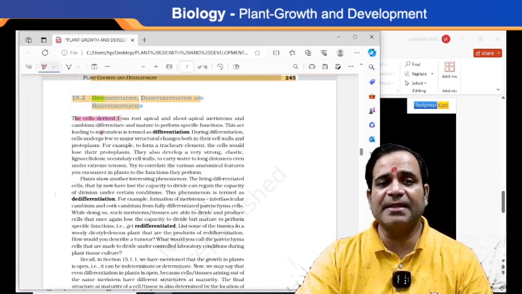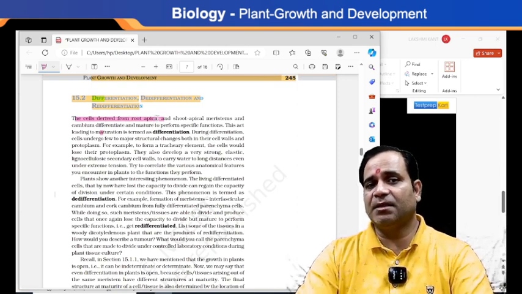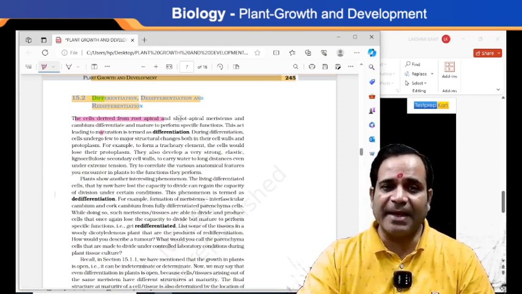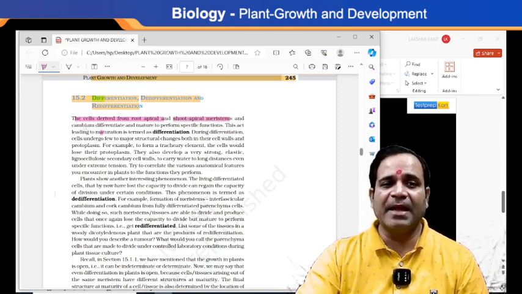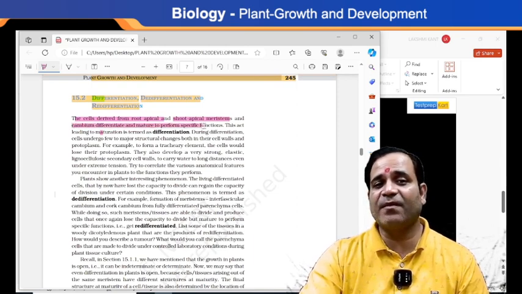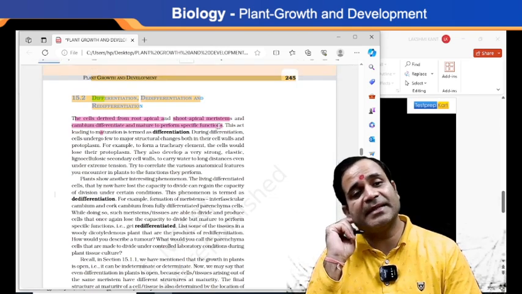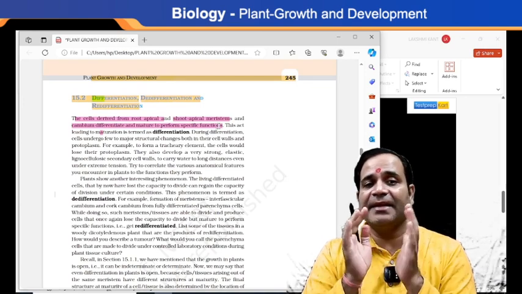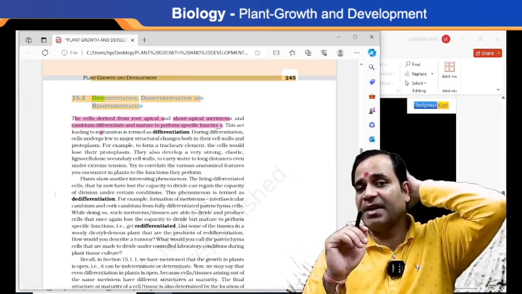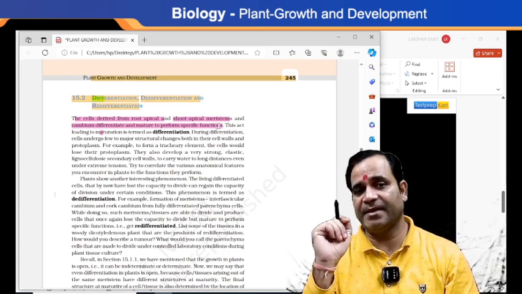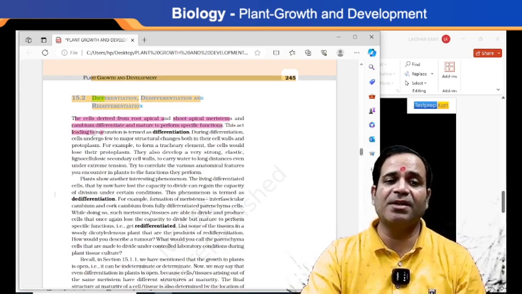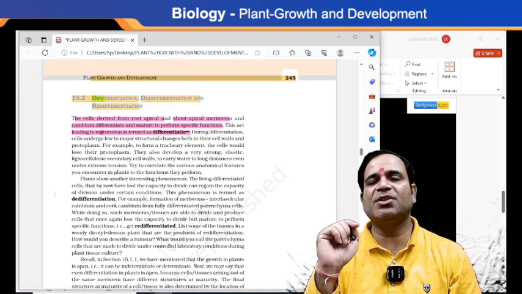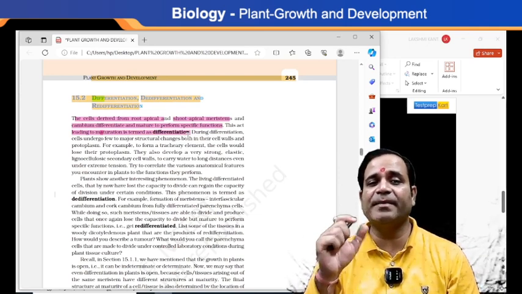Here, if I'm saying that the cell derived from the root apical, shoot apical, these all are the apical meristems, and the cambium differentiate and mature to perform a specific function. So whenever the cell is derived from the root apical and the shoot apical meristem, the cambium differentiates and matures to perform its specific function. So this leading to the maturation is termed as what? Differentiation.